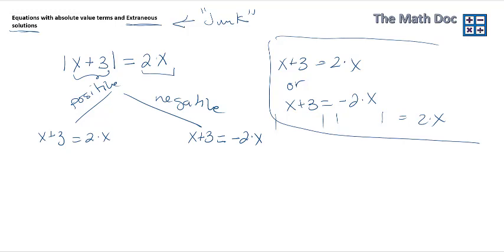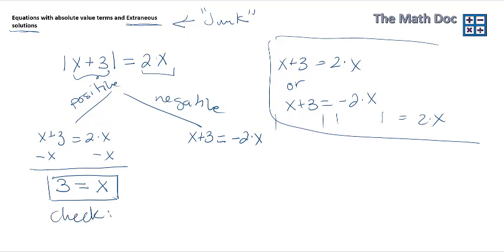Let's use our usual tricks. We'll use this subtraction property. We'll subtract x from both sides here, and we get x minus x is just 0 x's. So we have 3 on the left equals 2x minus 1x is just 1x. So we have 3 equals x. That's one solution. Now let's check it.